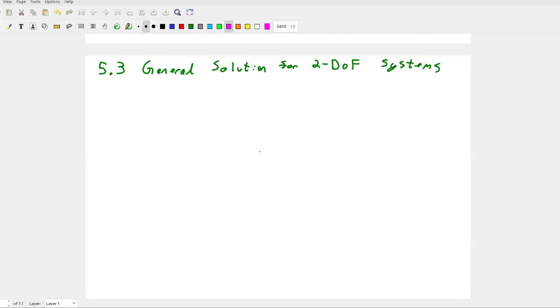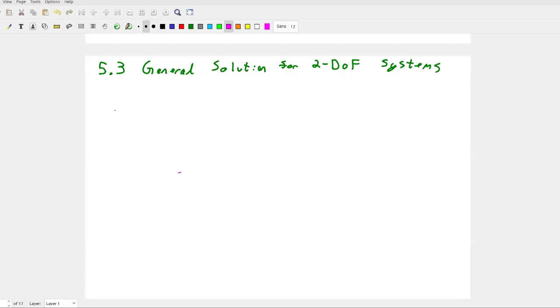Section 5.3, general solution for 2 degree of freedom systems. This derivation can get very long, and before we spend a lot of time deriving it and then trying to show all the pieces at the end and how they fit together, I think it's much better to just give you the solution. We'll talk about the solution, and then we will derive the solution, and we'll get back to what we talked about, right? So you can start to kind of see it come out of the ether a little bit as we go, and you can understand what all the terms mean. So let's just hand out the solution.